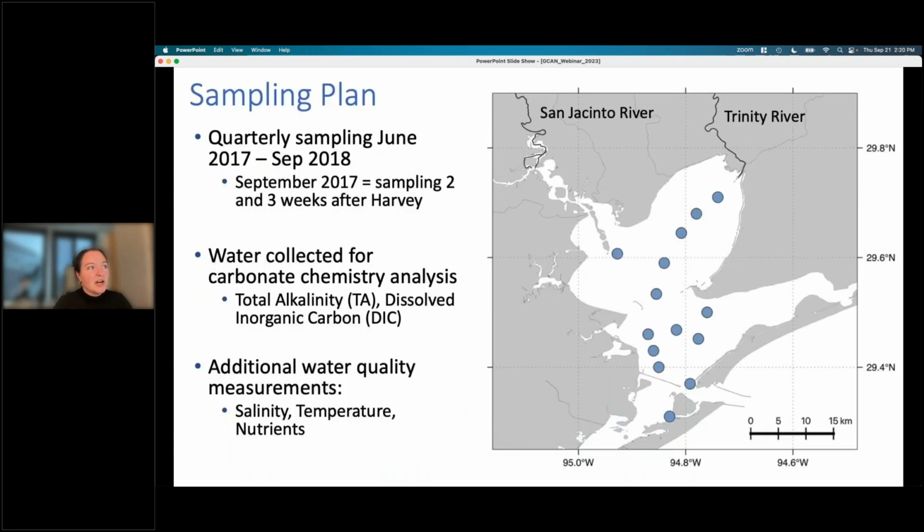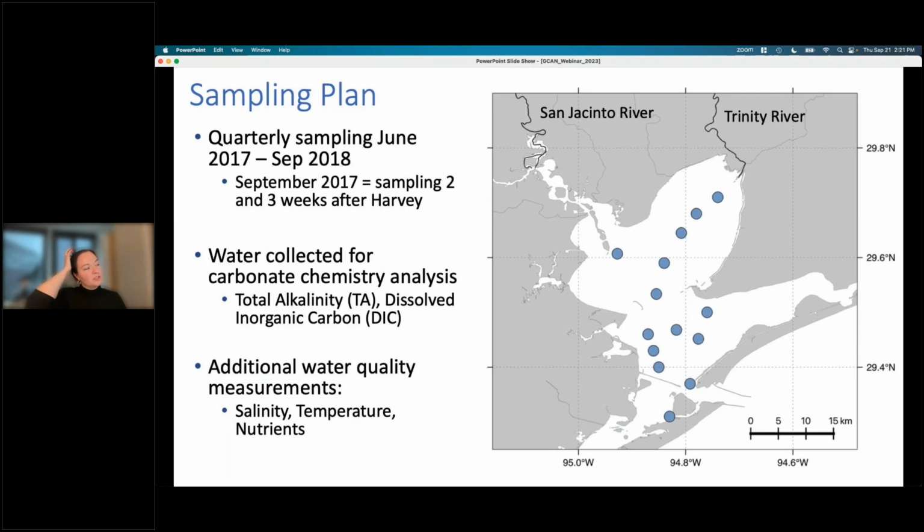To investigate how the carbonate system responded to these major changes in freshwater influence from Hurricane Harvey, we conducted quarterly sampling that began in June 2017, before the landfall of Hurricane Harvey, and extended through September 2018, 1 year after the storm event. In September 2017 as well, we had two separate sampling time points, both 2 weeks and 3 weeks after the storm, which helps us to start to investigate potential recovery timelines following this major event.